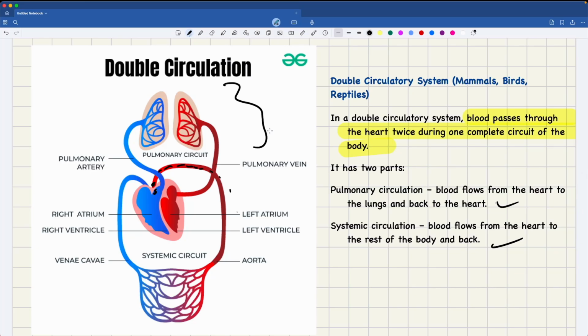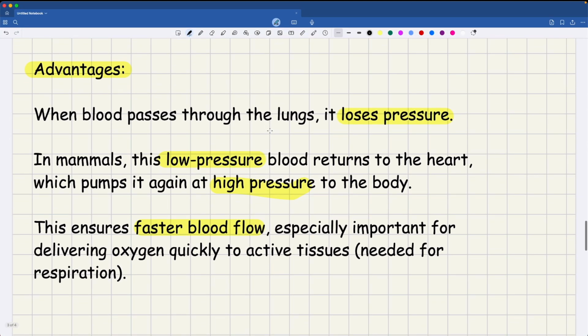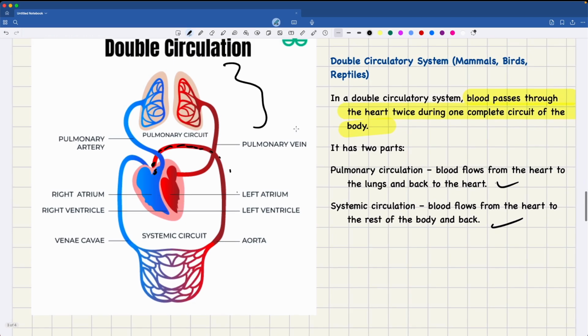Mammals, birds and reptiles have double circulation. Mammals like us humans, elephants, birds and reptiles, as we know, have double circulation. What is the advantage of it? The main advantage is that when the blood passes through the lungs, look at this path, like the zigzag paths, right?